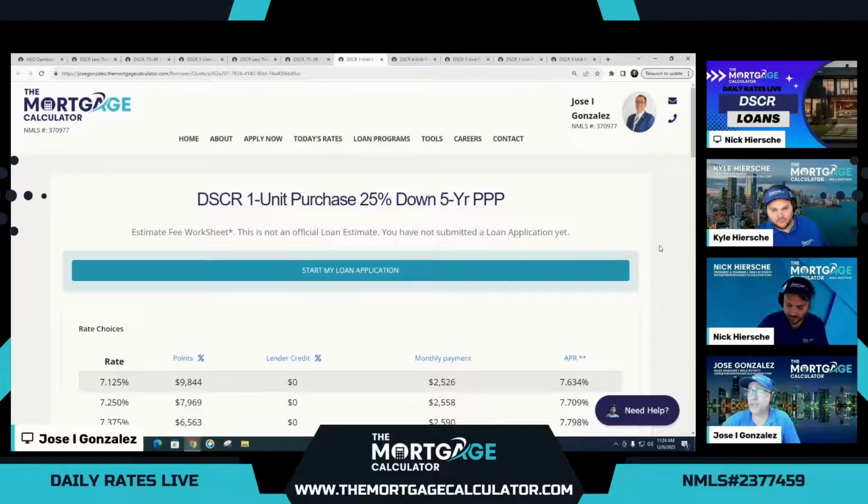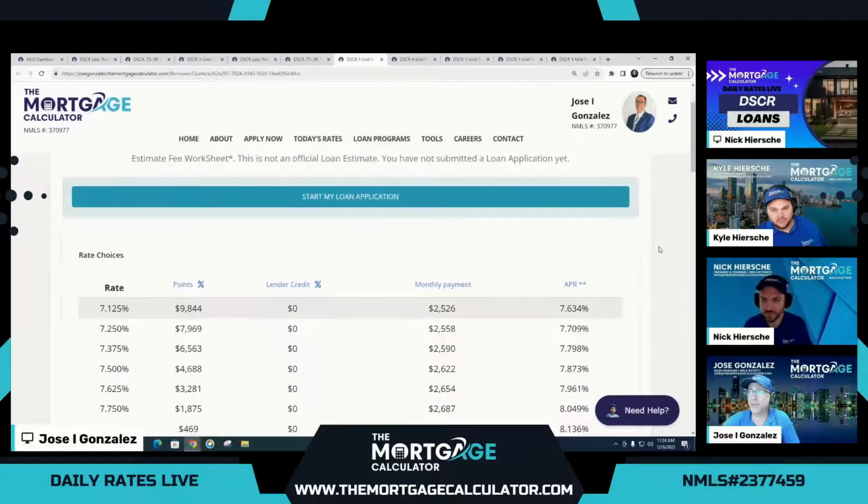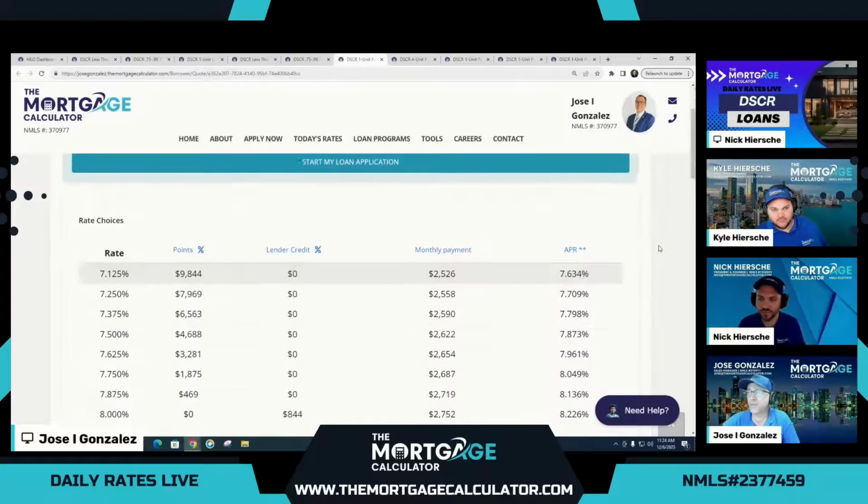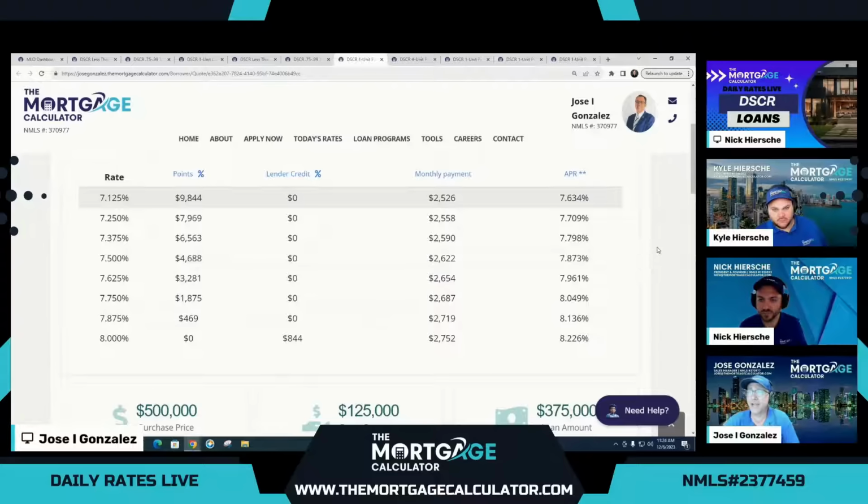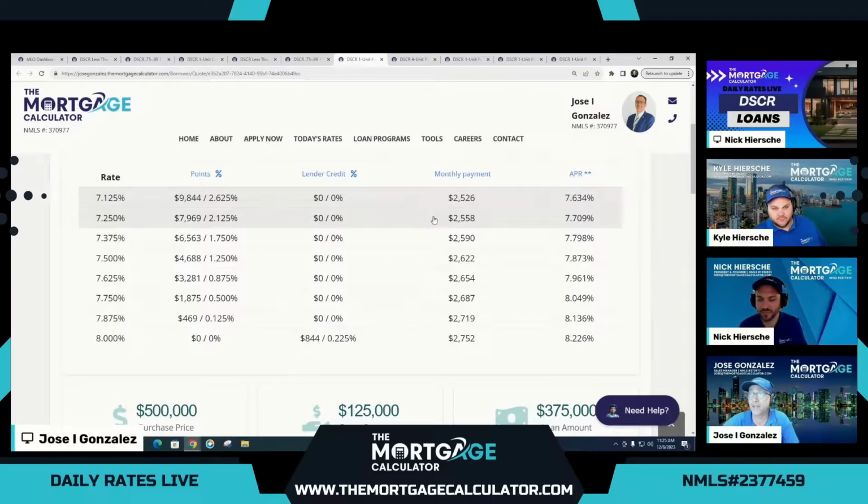So now dropping the LTV a little bit more just so that you can see. And now this is with a 5-year as well. So you can see now 8% has a lender credit of 0.225. And you can buy that down to 7.125, and it does better the cost by a little bit there.